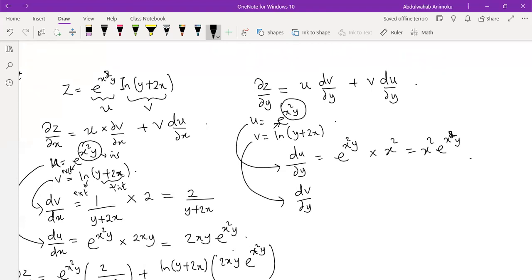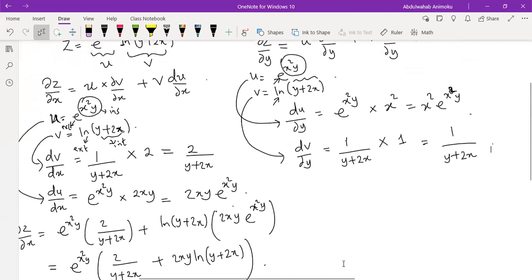Okay, good. What about dv dy? So dv dy is the next one, which is the derivative of this function with respect to y, using the chain rule again. The derivative of the ln function is 1 over whatever is inside that ln function, multiplied by the derivative of the inside with respect to y, which is just 1, because the derivative of y is 1 plus the derivative of 2x, which is 0. So you just have 1 over y plus 2x.